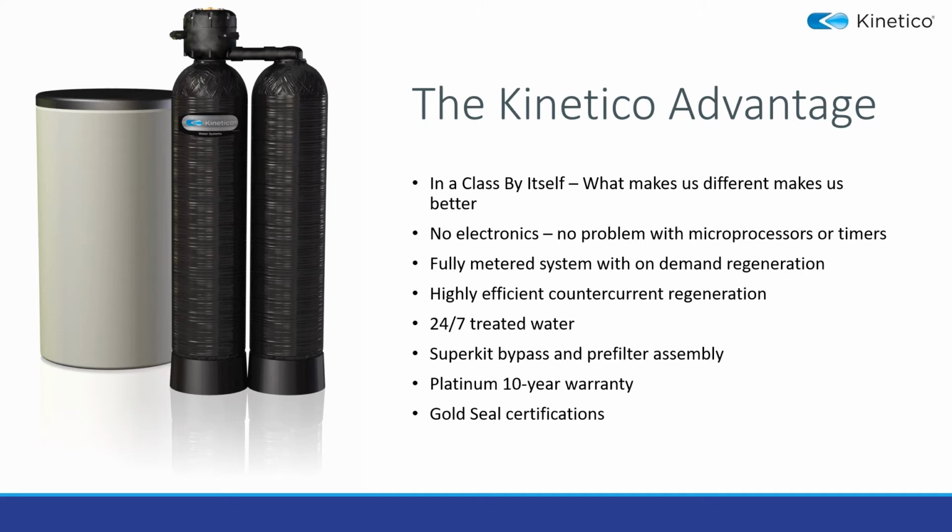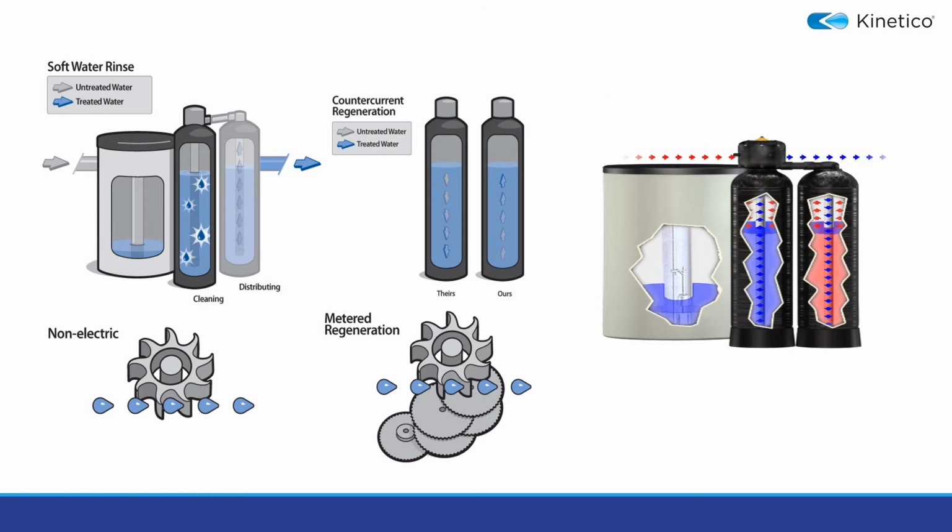In addition to this, the Kinetico Premier softeners have the option of having the SuperKit bypass pre-filter assembly, and they also come with a Platinum 10-year warranty. As well as all Kinetico units have Gold Seal certifications through WQA. As I mentioned, Kinetico Premier softeners are engineered to operate more efficiently, effectively, and effortlessly.